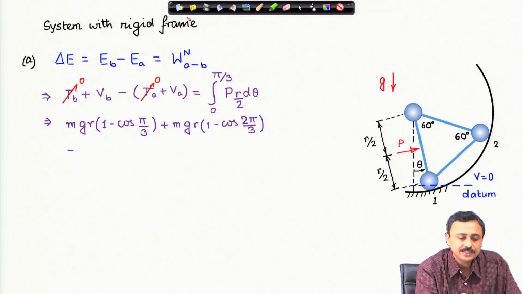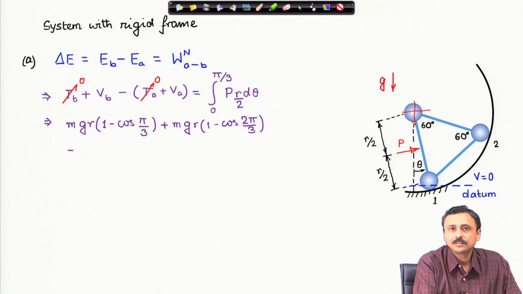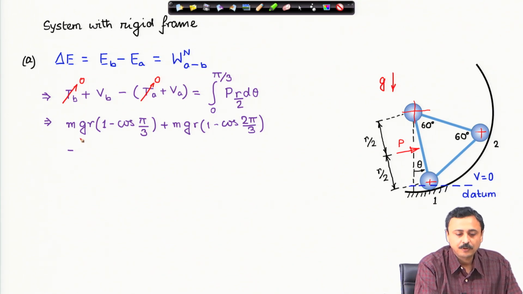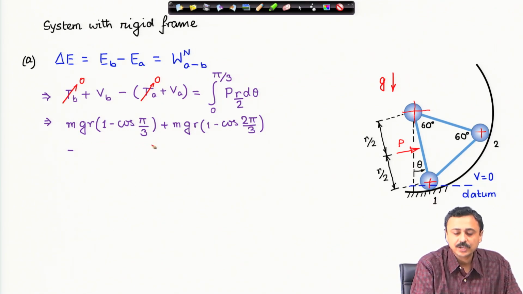The potential energy in state B: there are two mass points. This mass point remains fixed in state B as well as state A. Therefore, I do not consider that, because in a difference that will get removed. It is only the potential energy because of these two particles. For this particle 1, it is mgr(1 minus cosine pi by 3).